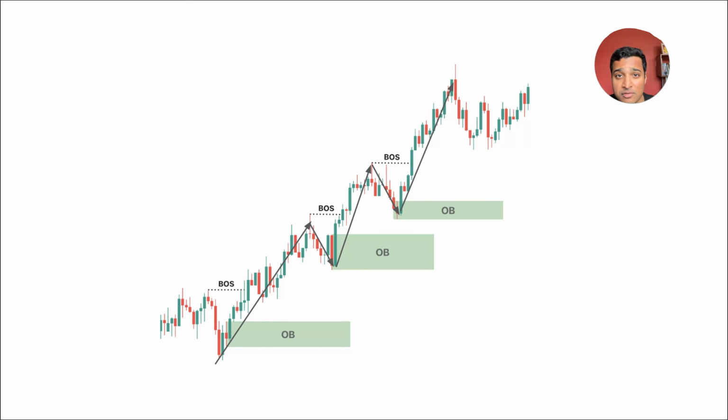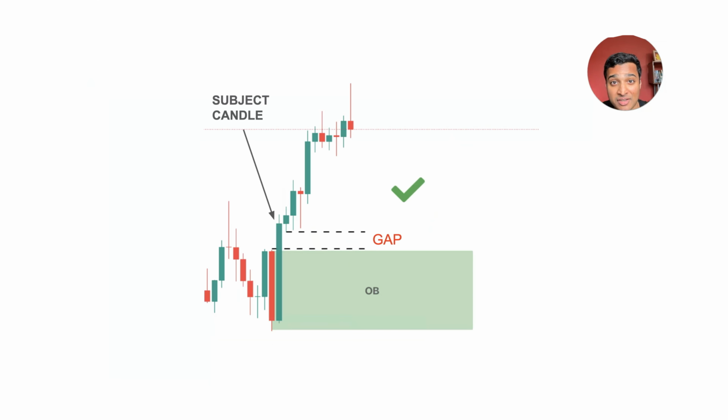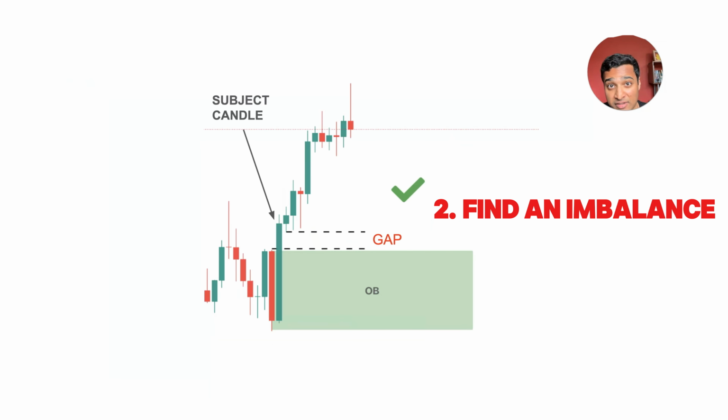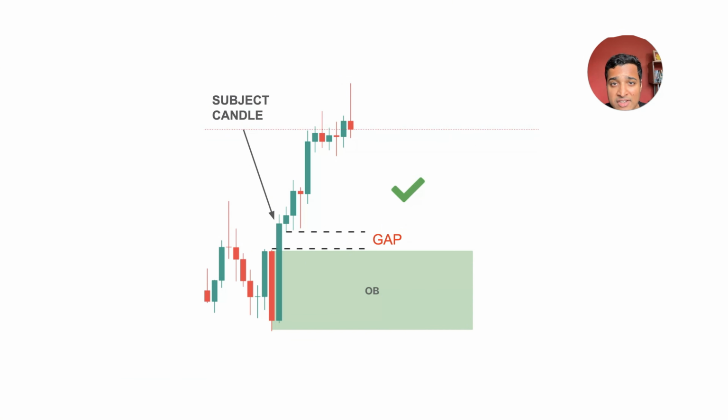Also remember to trade pro-trend, because many traders trade bearish order blocks, which is counter to the overall uptrend. And this is really just to maximize your chances of winning. Next, you have to find an imbalance, also known as an inefficiency. And this just suggests that there was huge momentum behind the move and that smart money was likely involved.